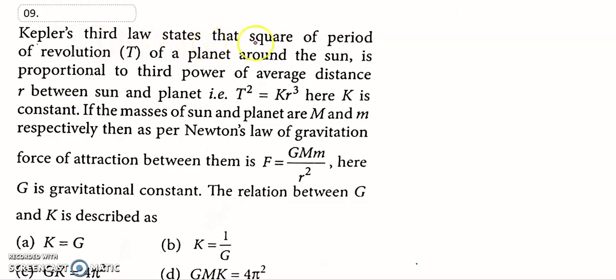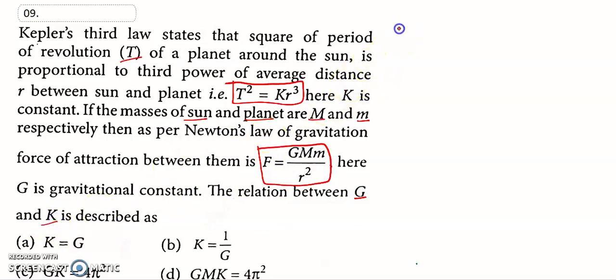Kepler's third law states that the square of the period of revolution of a planet around the sun is proportional to the cube of the average distance. This is the equation, where k is called a constant. If the masses of the sun and the planet are capital M and small m respectively, then as per Newton's law, this is the gravitational force, where G is the gravitational constant. What is the relationship between G and k?